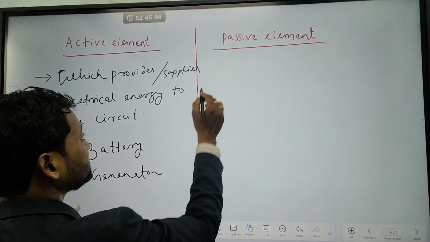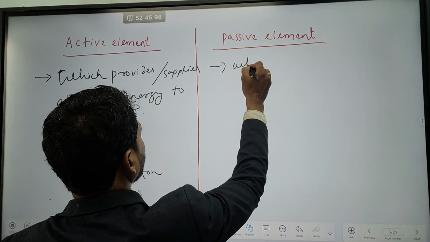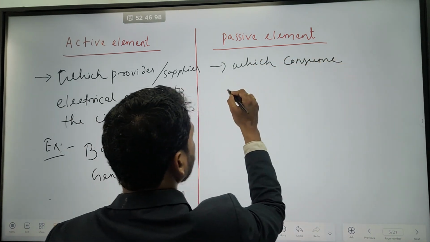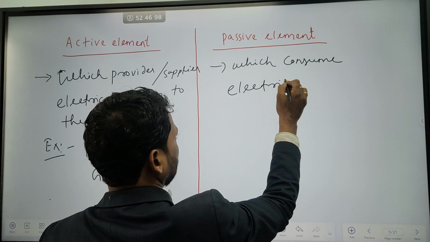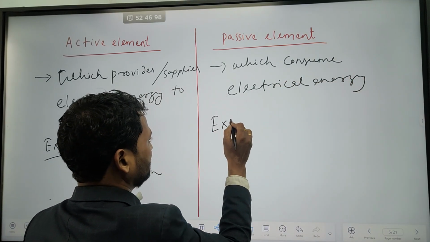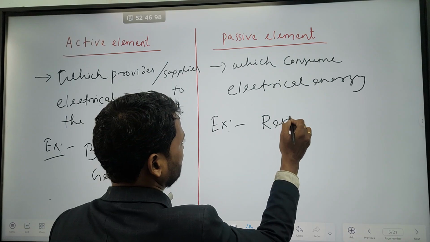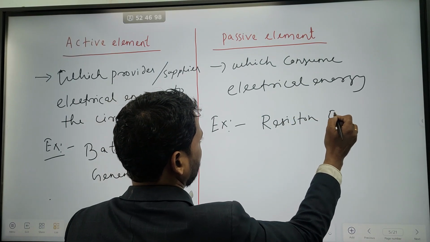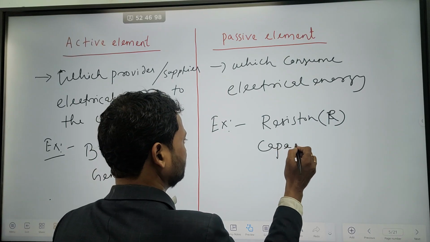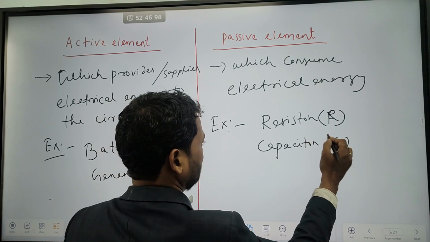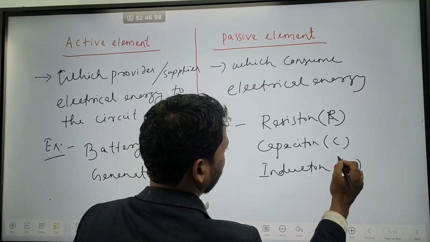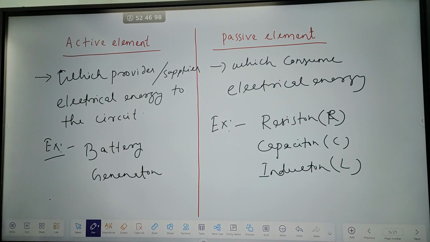So I'm writing the definition: the element which consumes electrical energy. Example क्या है? Example is resistor, capacitor and inductor. So these are the passive elements. Clear? So coming to the next one.